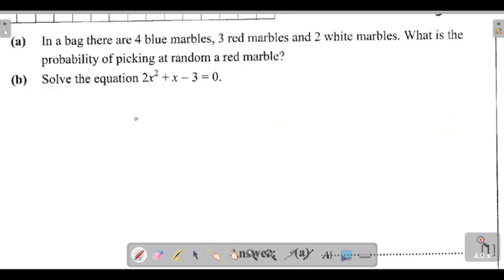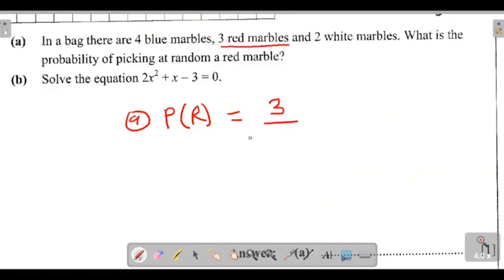So here we are answering our first question. They want you to find the probability of picking a red marble. The formula that you can use is the number of favorable outcomes over the total number of outcomes. The number of favorable outcomes for red marbles is 3, so you say 3 over.